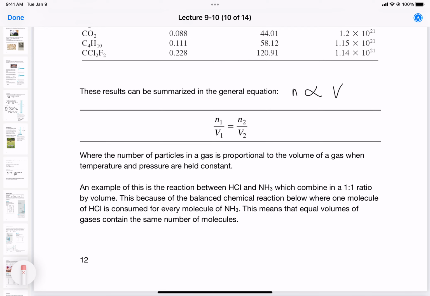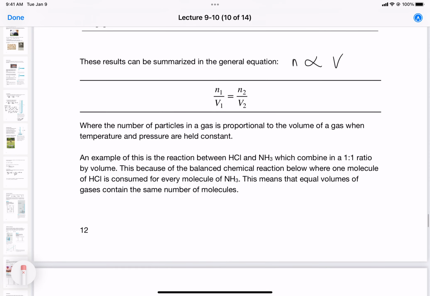Okay. All right. So we talked about Avogadro's law, where the number of molecules is proportional to the volume that a gas occupies. So for example, think about the reaction between HCl and ammonia, which combine in a 1-to-1 ratio by volume. This is because of the balanced chemical equation.